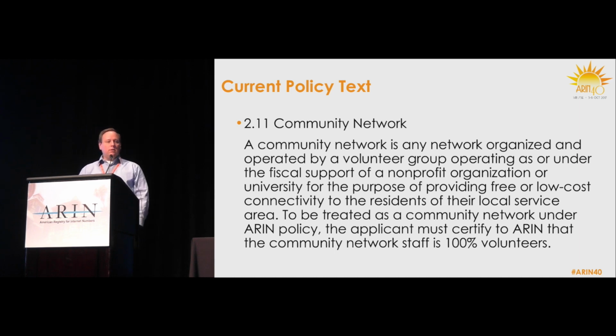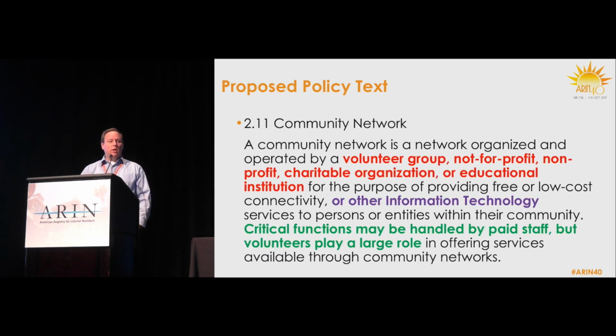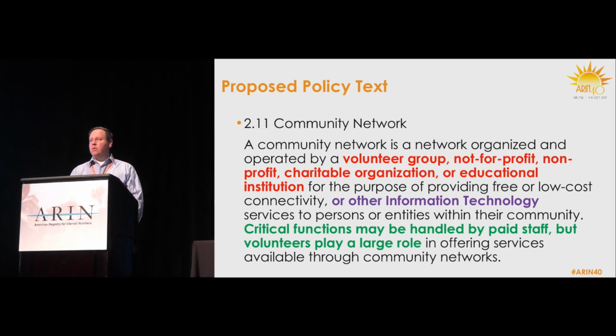So here's the current text. I'm not going to read through this, but it's here for our reference, should we need it. But I am going to focus a little bit on the new text. I took the liberty of using large fonts and colors here to help us. The red text is about what kind of an organization we're talking about. The purple text highlights an issue that was raised on the list about other information technology. Maybe that's too loose of a definition. And finally, the green text highlights a part that was also raised about critical functions and paid staff.